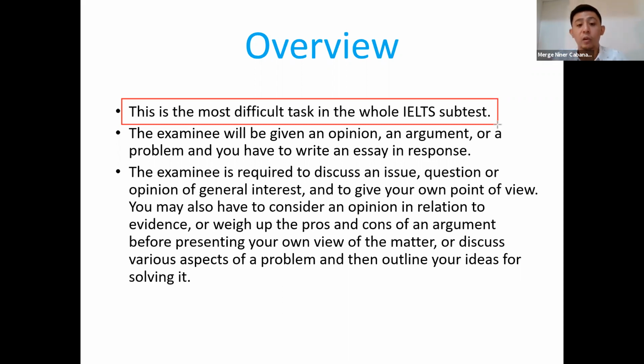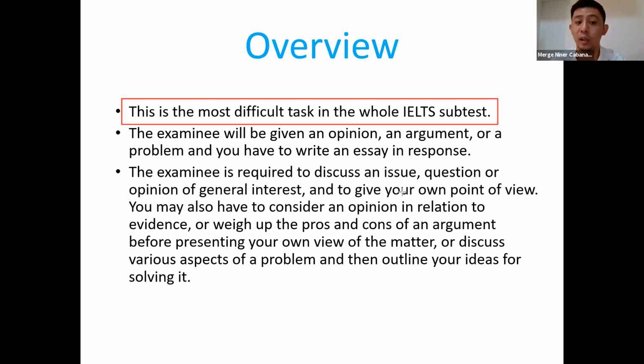Now, not only will you be seeing the opinion or the narrative of the context that you have to assimilate in your essay, but you'll also be required to discuss an issue, a question, or an opinion of general interest. So what I've mentioned a while ago. You also have to give your own point of view on the matter. You also have to consider your opinion in relation to evidence, or perhaps weigh up the pros and cons of an argument before presenting your own point of view. Again, another is discussing the various aspects of a problem and then outlining your ideas for solving it.